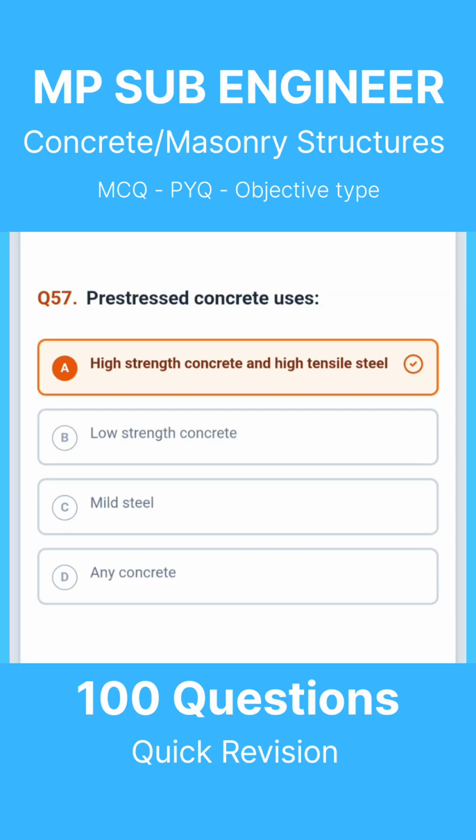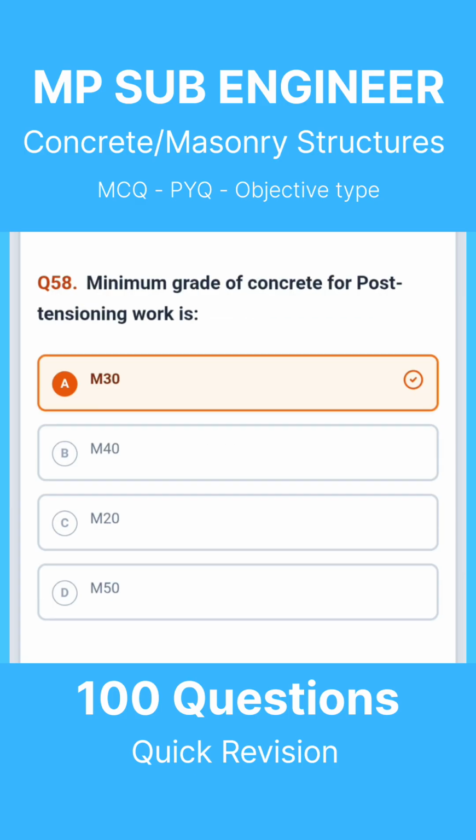Question 57. Pre-stressed concrete uses. The correct answer is high-strength concrete and high-tensile steel. Question 58. Minimum grade of concrete for post-tensioning work is. The correct answer is M30. Question 59. Minimum grade of concrete for pre-tensioning work is. The correct answer is M40.